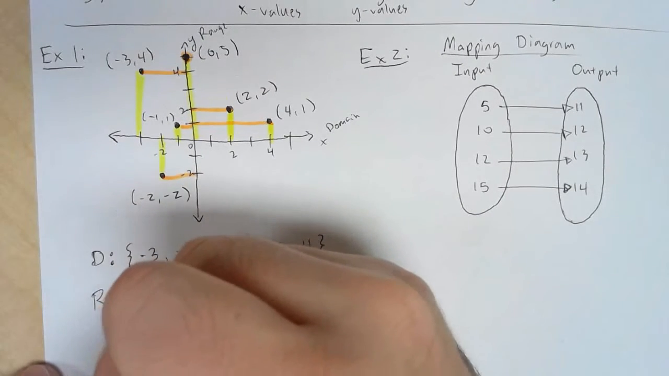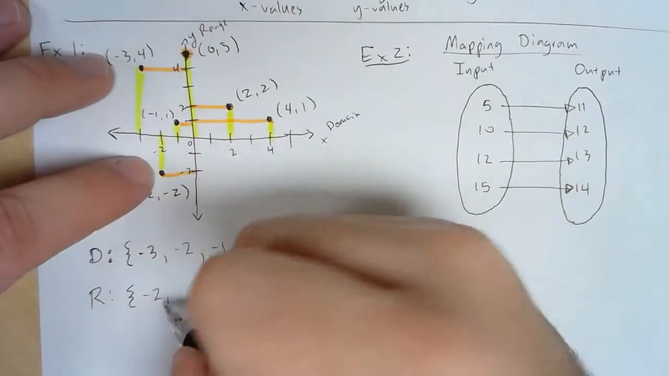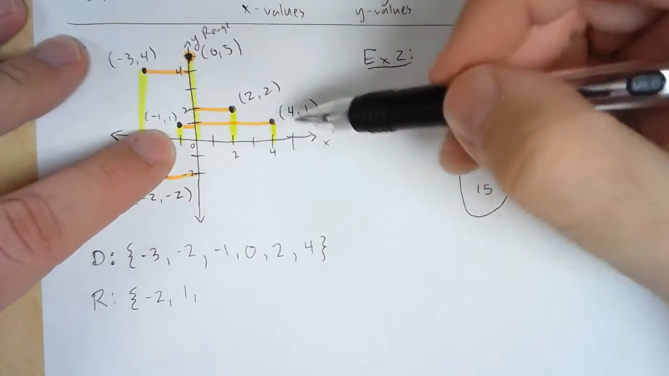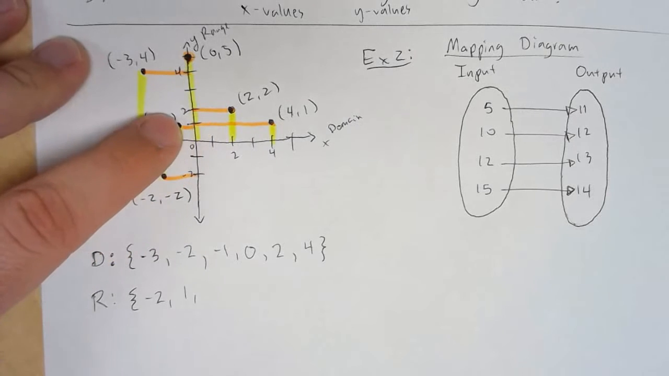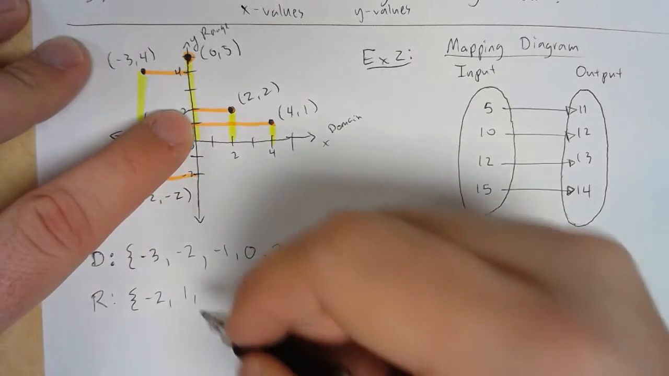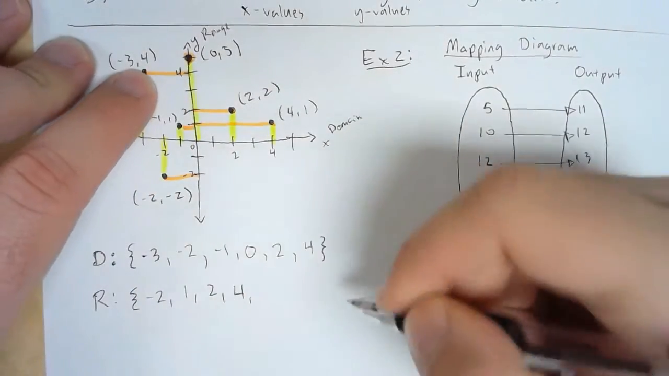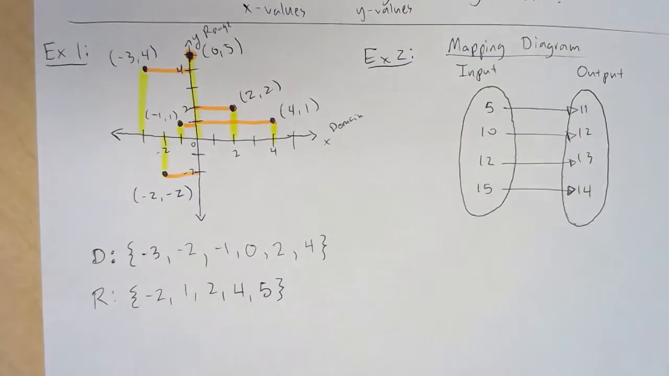So range values go from, okay, so we've got -2 in our list. We've got 1 and 1. We don't need to repeat it. It's in our function. It doesn't matter if it happens twice, so we're just going to leave it alone. Let's see, we've got -2, 1, and then 2, and then we go up to 4, and we stop at 5. Okay, and that's the whole thing.